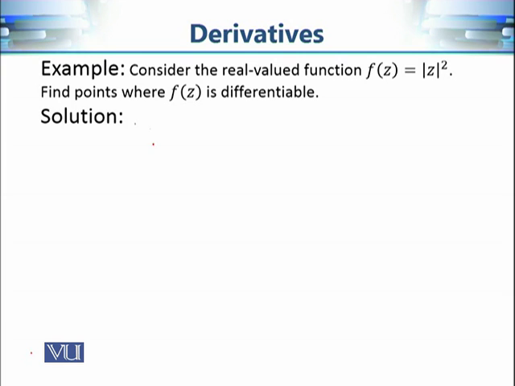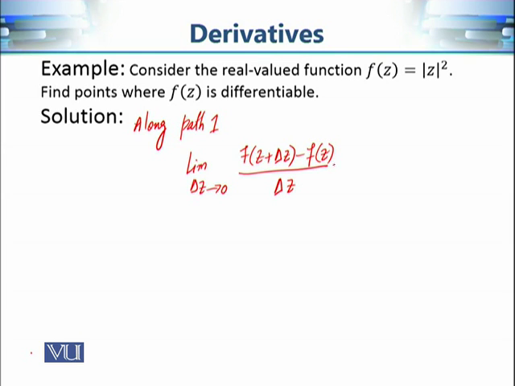Now let's see what our limits are along path 1 and along path 2. Along path 1, which is basically parallel to the x-axis, the value of the limit as delta z approaches 0: when we calculated that limit, (f of z plus delta z minus f of z) divided by delta z is in fact equal to z plus z conjugate. So this was parallel to the x-axis.